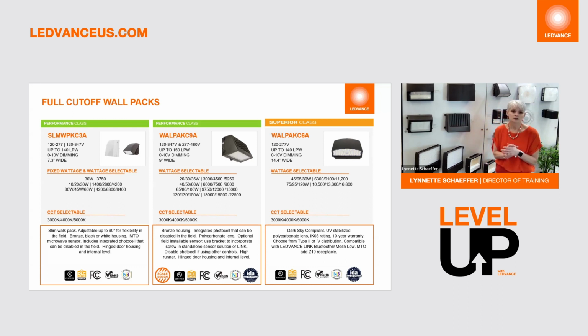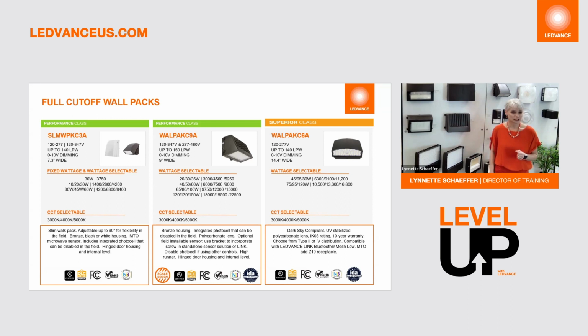The last one up is a superior class 6A. Now this one is dark sky. And no, I forgot, this one here is also dark sky, the last one I just talked about. But anyways, the 6A is also dark sky compliant. It comes with a 10-year warranty, and you can choose from type 2 or 4 distribution. And there's also a made to order option that allows you to have it work with Link, which is our network lighting controls.